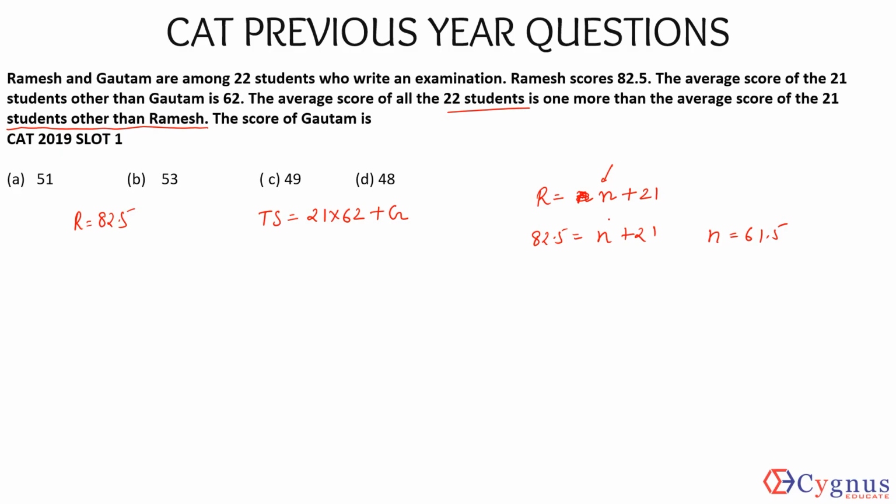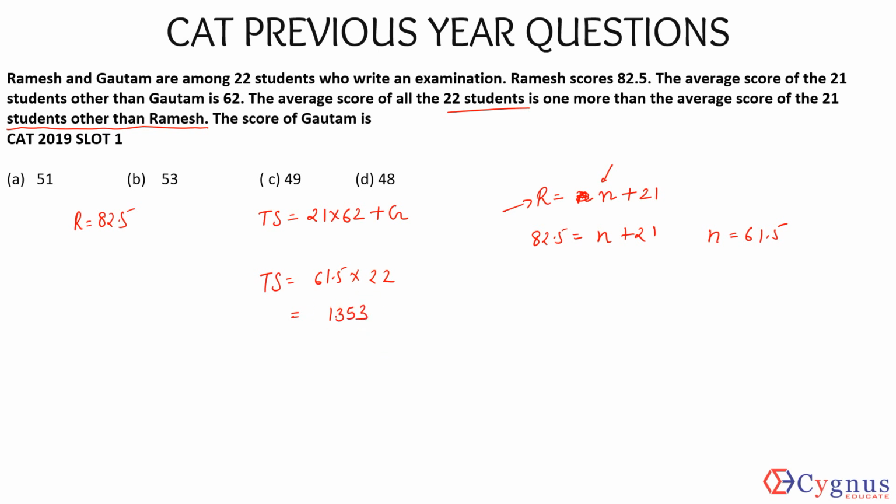What is n here? The average score of all the 22 students. Since Ramesh leaves the group and the average decreases by 1, that's why I'm saying that Ramesh must have scored 21 marks more than the average of the whole group. I got n equal to 61.5. So can we say the total score of all the 22 students should be 61.5 into 22? Yes or no? 61.5 into 22. When you multiply it, you get 1353.